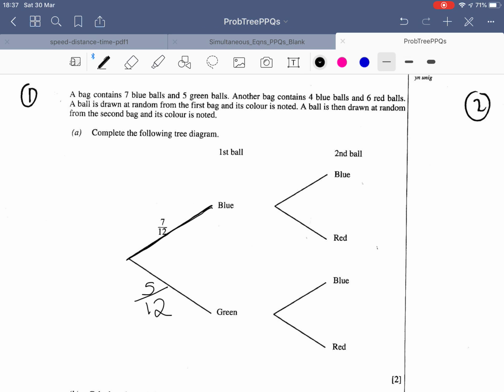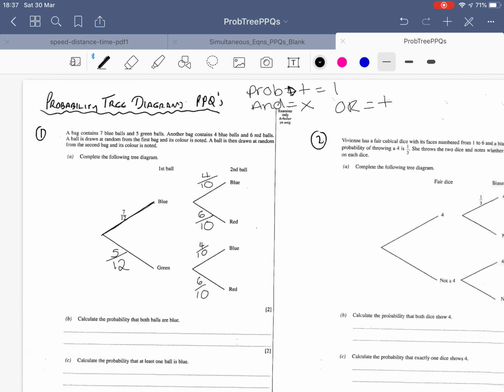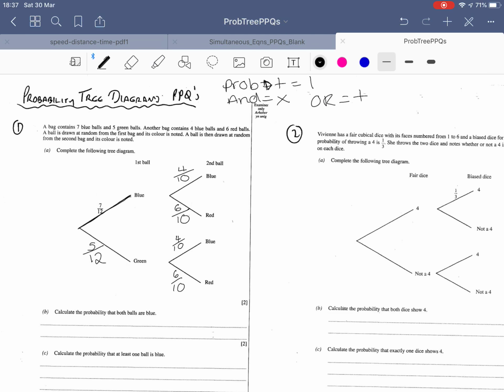Now, in your question, the second bag contained 4 blue balls and 6 red balls. So 6 add 4 is 10, so blue is 4 out of 10, and red is 6 out of 10. Now, bags are completely different, so just because you choose one out of one bag doesn't mean you're going to choose a different one out of a different bag. So these probabilities stay exactly the same. They are independent of one another. Right, that's 2 marks for just completing that tree diagram.